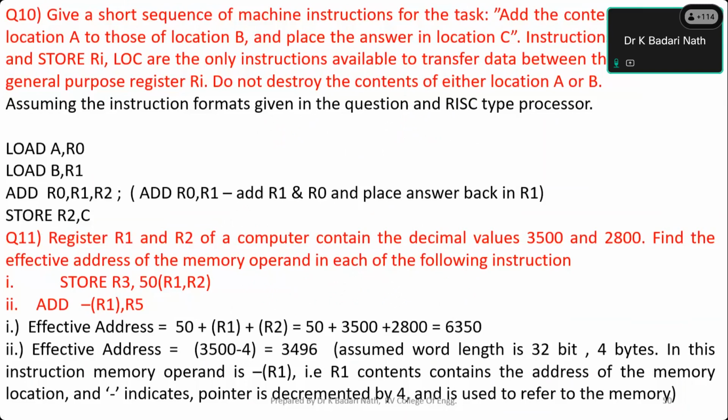So what does it mean? That I have to add the contents of A plus B and I have to store the answer in C. In a normal CISC like processor, I can directly write a single instruction, add A, B, C. But here in the RISC specified, I cannot access the memory operand when I perform addition. So what do we have to do?